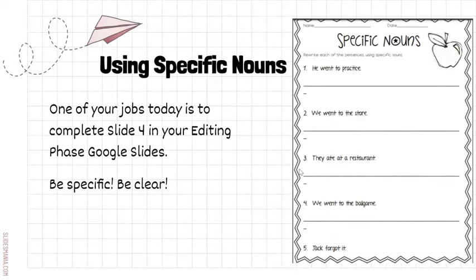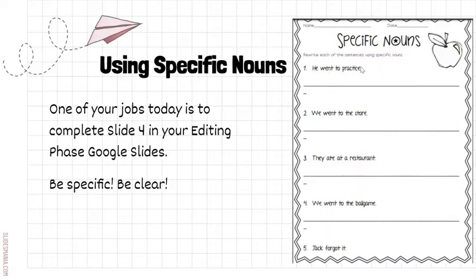So one of your jobs today, you have 2 jobs today, is to complete slide 4 in your editing phase Google Slides. And that's what this looks like. It says specific nouns. It says to rewrite these sentences using specific nouns.